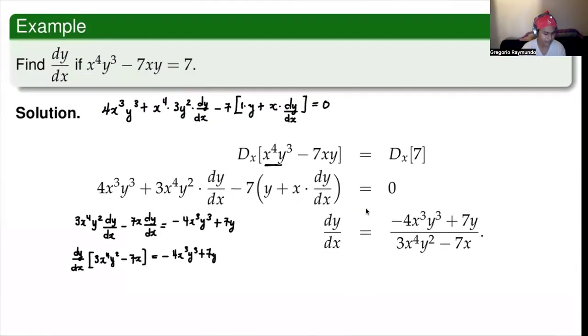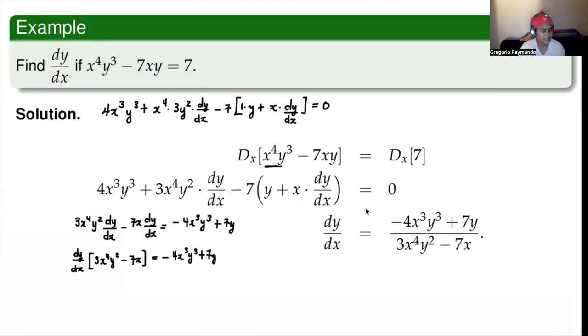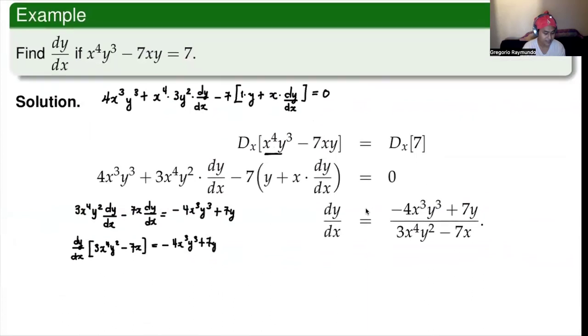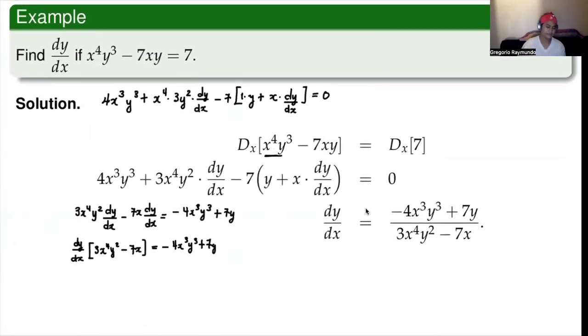Okay, let's have this next example. Find dy over dx if you have x to the power 4, y cubed minus 7xy is equal to 7. So what we're going to do is we get the derivative of both sides with respect to x. Okay, if you get the derivative of both sides with respect to x, what will happen here? So kinuha natin derivative of both sides, madali kunin yung derivative ng right-hand side, and that would just be 0.